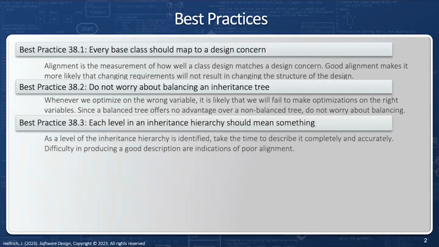Each level in an inheritance hierarchy should mean something. As a level of an inheritance hierarchy is identified, take the time to describe it completely and accurately. Difficulty in producing a good description is an indication of poor alignment.